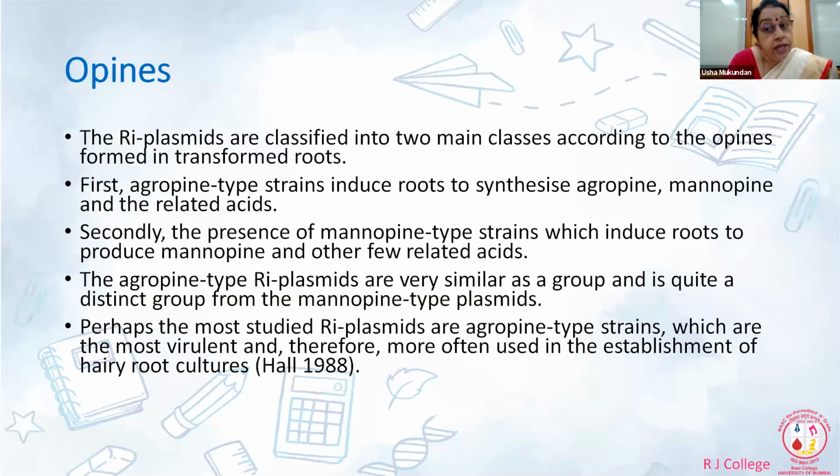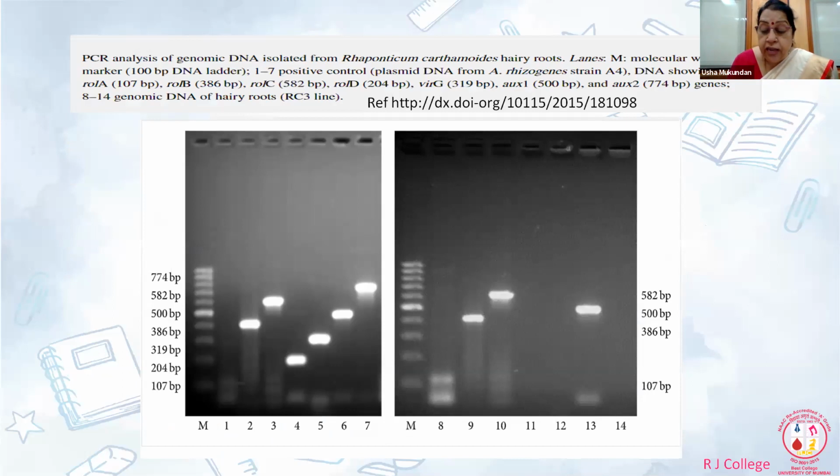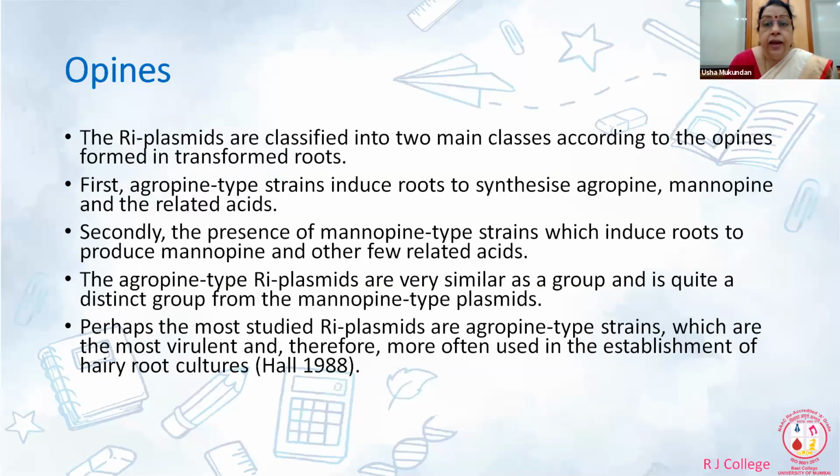So as I mentioned yesterday also, the Ri plasmids are mainly classified into two classes depending upon the opines that are formed. So they are either called the agropine type or they are known as the mannopine type. Now, how do you localize opine? You can localize opine by carrying out a technique of paper electrophoresis. All right. So opines, because they are derived from amino acids, any stain which you use for localizing amino acid can also be used for this.